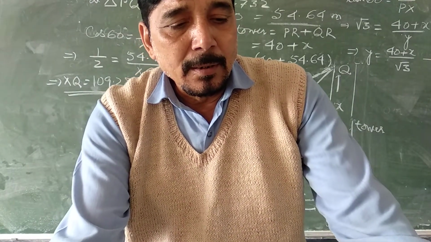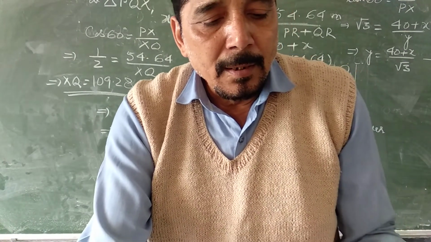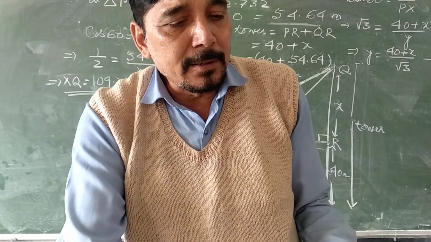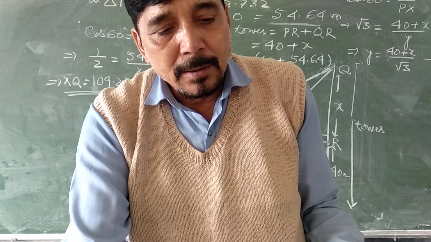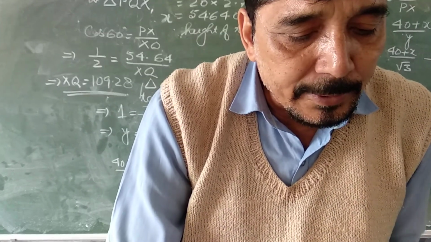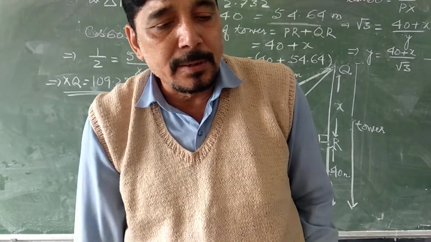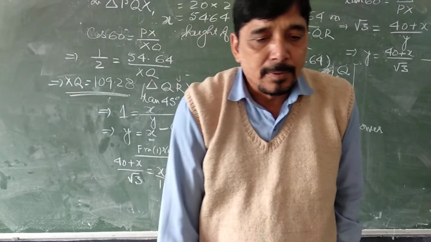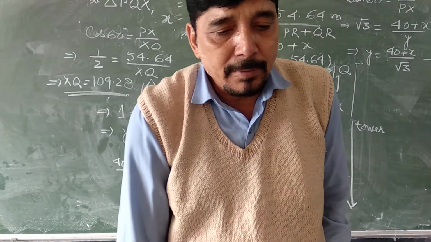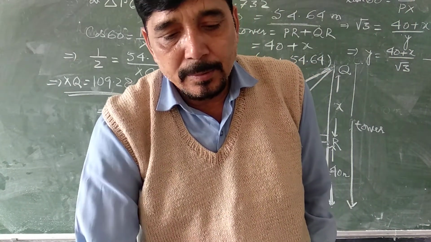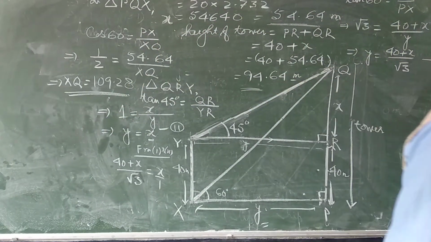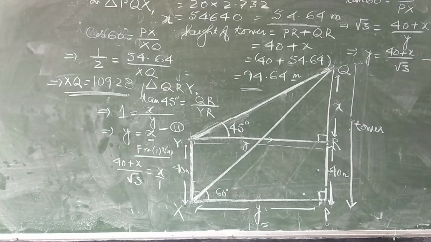Okay? Means you have to find the distance between the final position and initial position of the ship. Now the answer will be 100 into (root 3 minus 1), which is 73.2 meters. Okay?